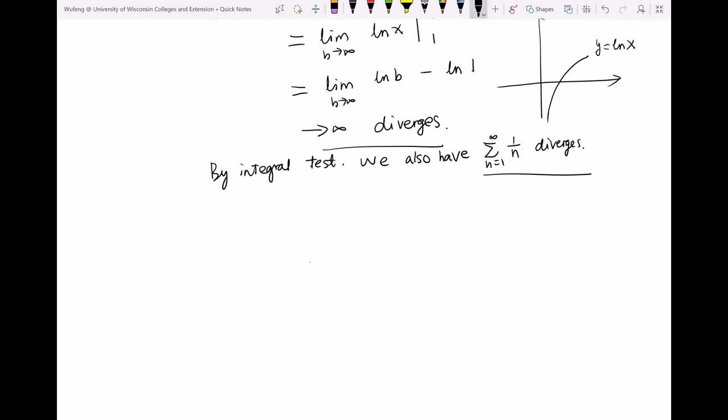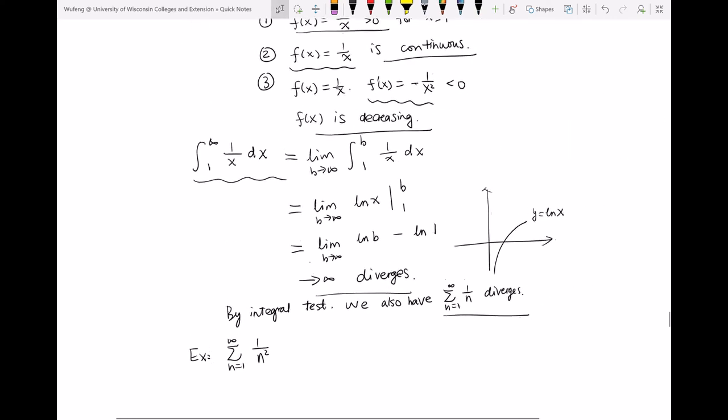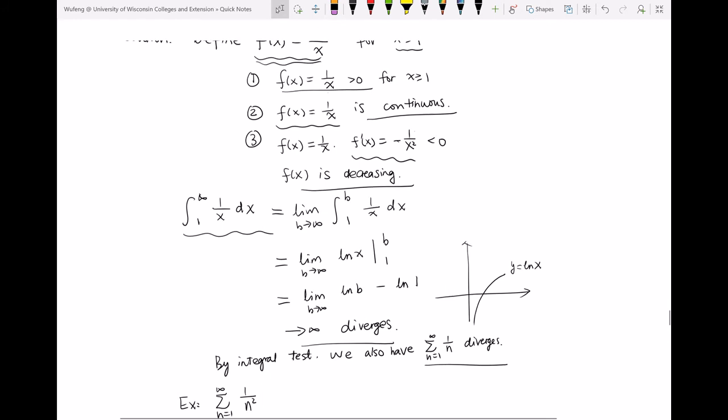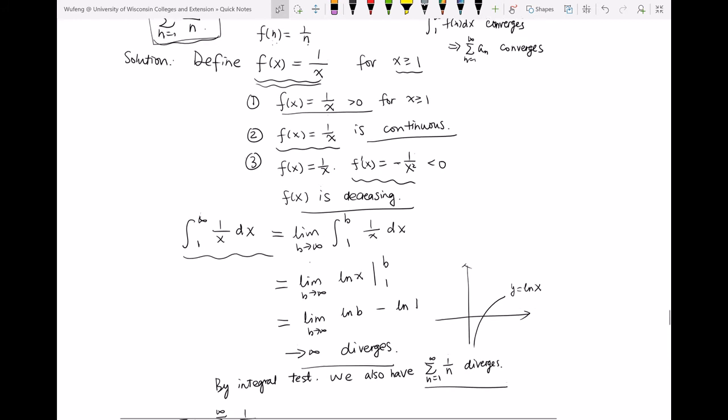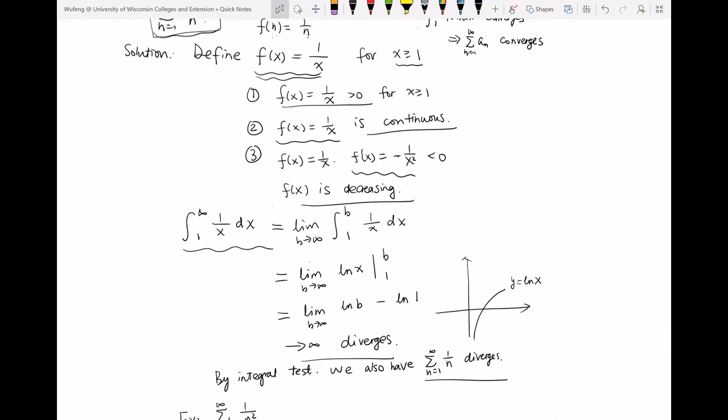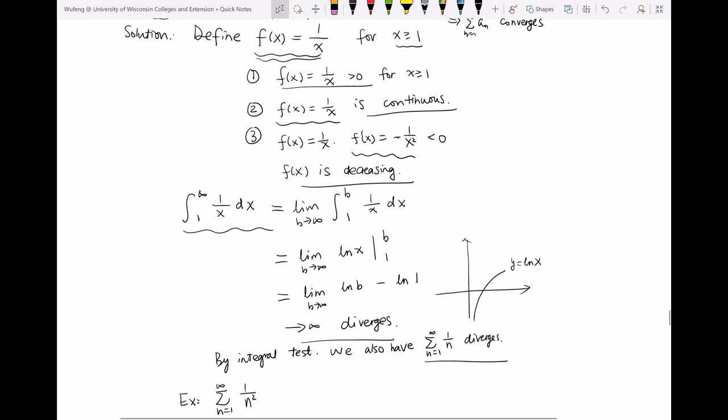Let's look at the second example: the sum from n equals 1 to infinity of 1 over n squared. I would like to give you 2 minutes. Work it by yourself and practice, following exactly the same process as the previous example. Then I'll call a student to tell me what you got for this one.